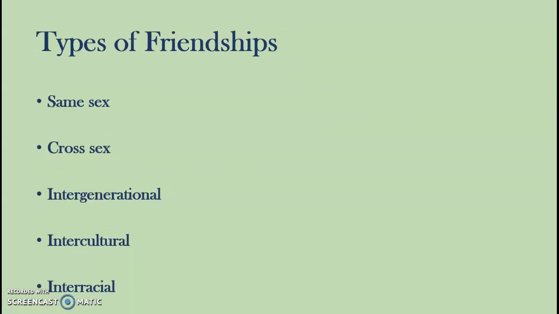One more item before our video ends is talking about the different types of friendships that we have in our lives. There are five main categories that we talk about when it's types of friendships. We have same-sex friendships. We have cross-sex friendships. We have intergenerational friendships, intercultural friendships, and interracial friendships.